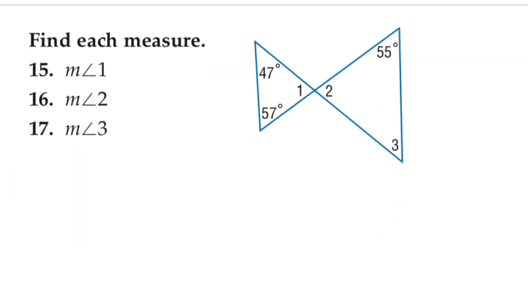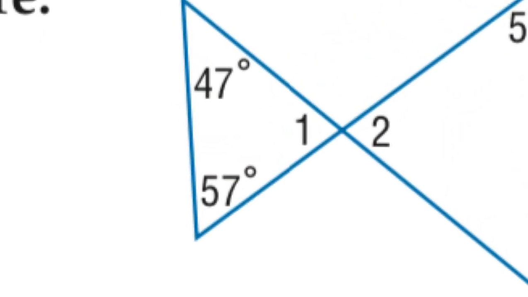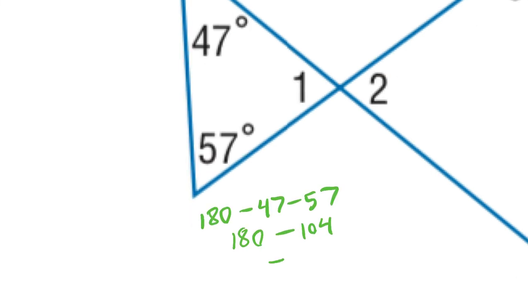Okay, let's do another one. So here we're doing the same thing. So we don't know enough information on this triangle. So that would be not a great spot to start. So let's start on the left. We've got 47 and 57 in a triangle, adds up to 180. So I know angle 1 is 180 minus 47 minus 57. So that's 180 minus 104. And so that's 76 degrees.